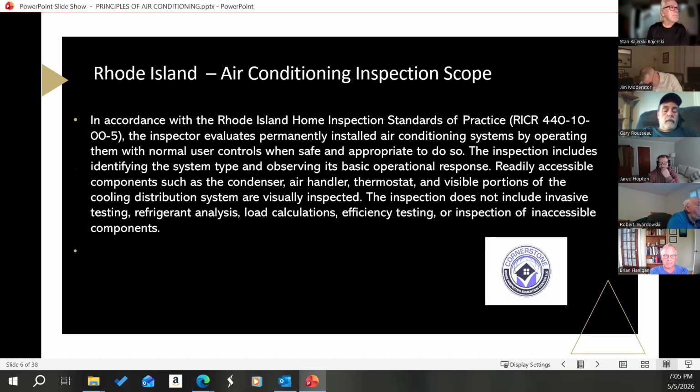Rhode Island: the inspector evaluates permanently installed air conditioning systems by operating them with normal user controls when safe and appropriate to do so. The inspection includes identifying the system type and observing its basic operational response. Readily accessible components such as condenser, air handler, thermostat, and visible portions of the cooling distribution system are visually inspected.